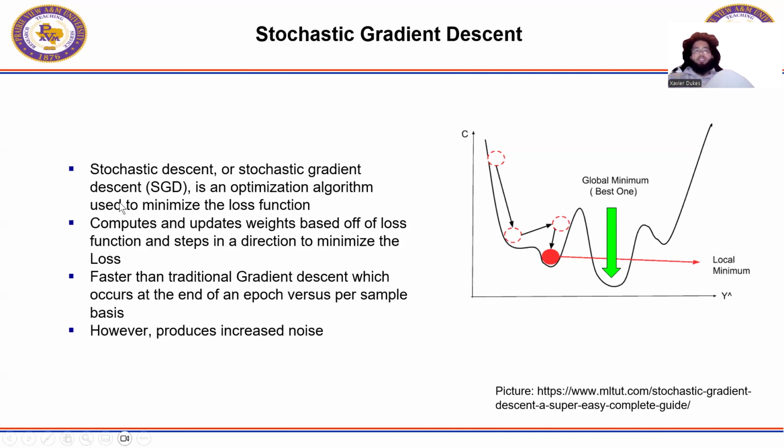However, stochastic gradient descent produces increased noise in the data as the weights fluctuate more consistently, versus when you go through an entire data set, it stays somewhat consistent, one massive update, and then we see changes.